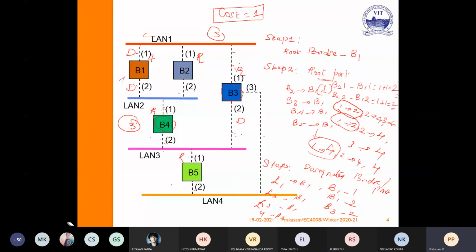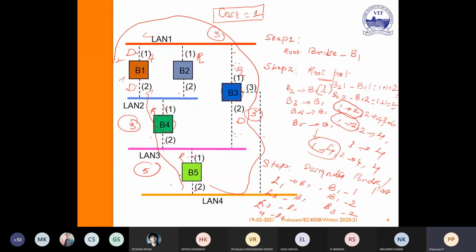For the LAN 4, the different possible paths: from the LAN 4, I can go in this direction or I can go in this direction. Here I am going through B5: 1, 2, 3, 4, 5. Cost is 5. I am going through B3: 1, 2, 3. So cost is 3.